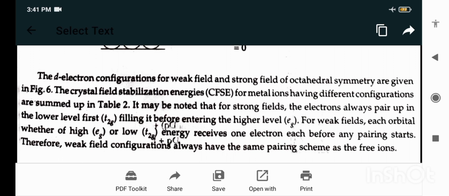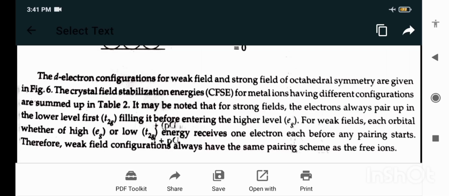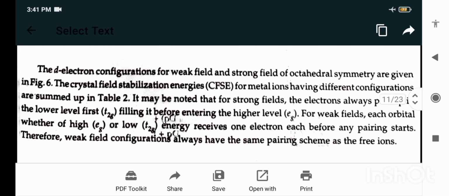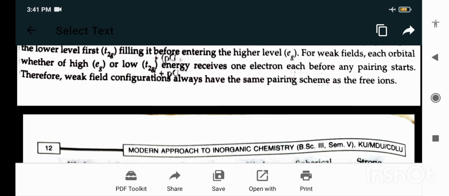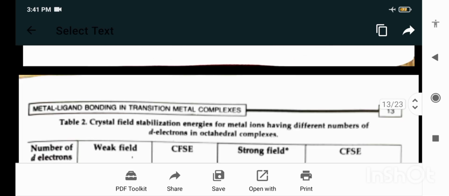The electron configurations for the weak field and strong field of octahedral symmetry are given. The crystal field stabilization energy for metal ions having the different configurations is also given. It may be noted that for strong fields, the electrons always pair up in the lower levels first, filling it before entering the higher energy level. For weak fields, each orbital, whether of high energy or low, receives one electron each before any pairing starts. Therefore, weak field configurations always have the same pairing schemes as the free ions.